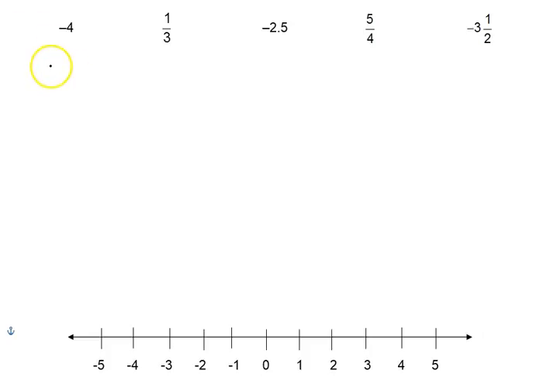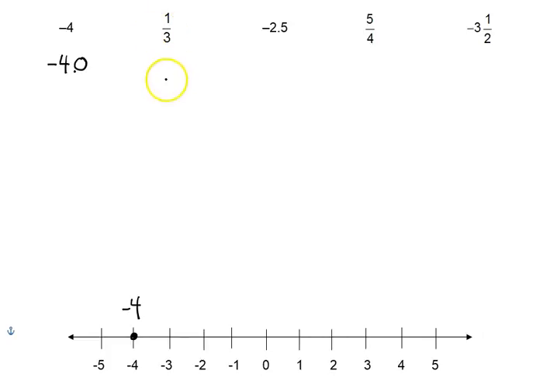-4. We know that's the same thing as -4.0. So I'm going to come down here to -4, and here it would be on the number line. 1/3. Now, like I said, some of you might know what 1/3 is, and you'll be able to come down to the number line and put it in the correct location. And if that's the case, go ahead and do that. But I'm going to show how to change 1/3 to a decimal.